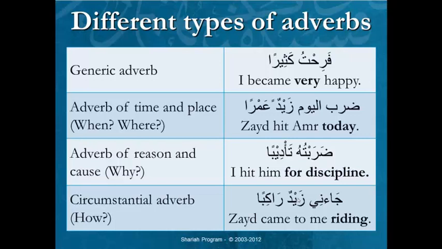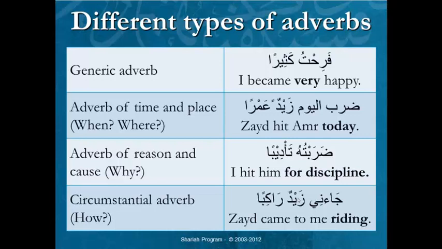And this in English doesn't exist, because in English, if you want to indicate the reason of an action, you have to use more than 1 word. You can't do it in a single word. You have to say for discipline. But in Arabic, you can do it in a single word. So you can consider that an example of comprehensiveness at the same time. And then we have the circumstantial adverb, how the action occurred. The answer to the question how, Zayd came to me riding. So the word riding, rakiban, in the example we're seeing on the screen.